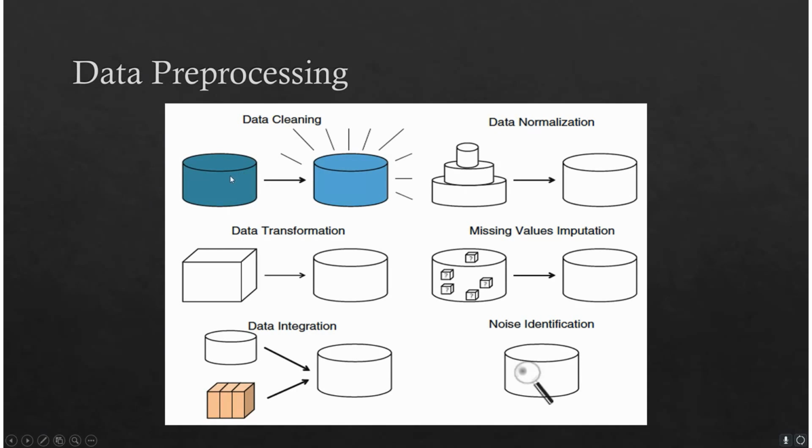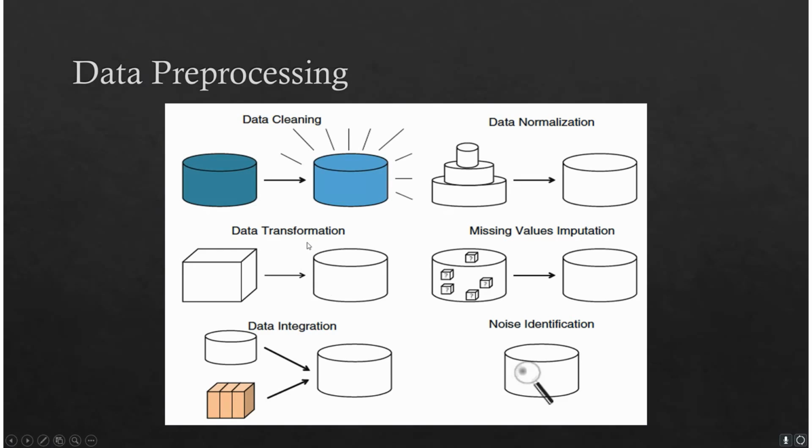As you can see here, data pre-processing is basically when you clean the data, when you change the shape of the data from one shape to another. For example, we have data cleaning, data normalization, data transformation, missing values imputation, data integration, and noise identification. For example, we could have an image with too many pixels, and we change the image to a certain size of pixels. So we change all the images in that data set to one single size of pixels. That's data transformation.